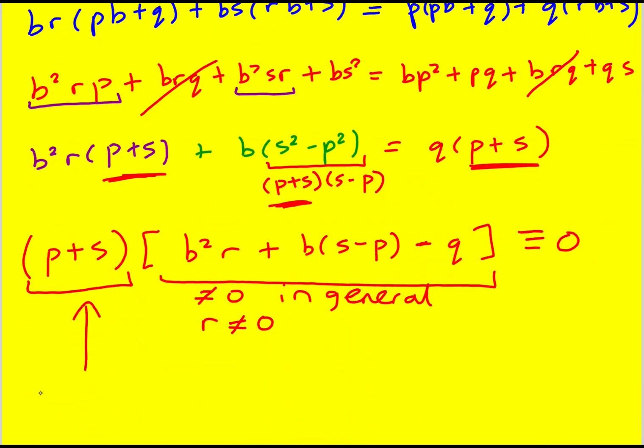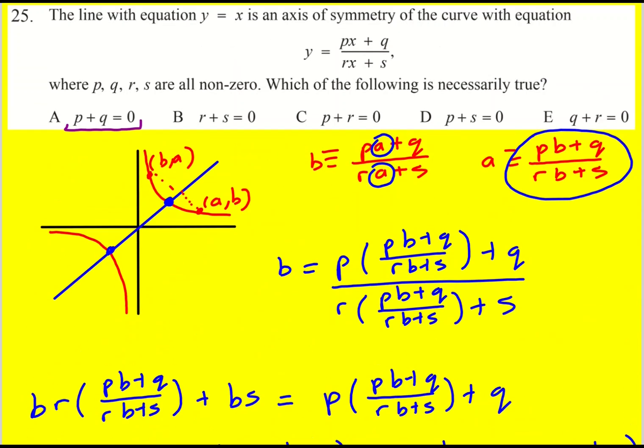So it must be that that is 0. P plus S must equal 0, and therefore P is equal to minus S for us to get the property. But what we're interested in is the answer, which is in the form something plus something is 0, and it's going to be D. Well done.